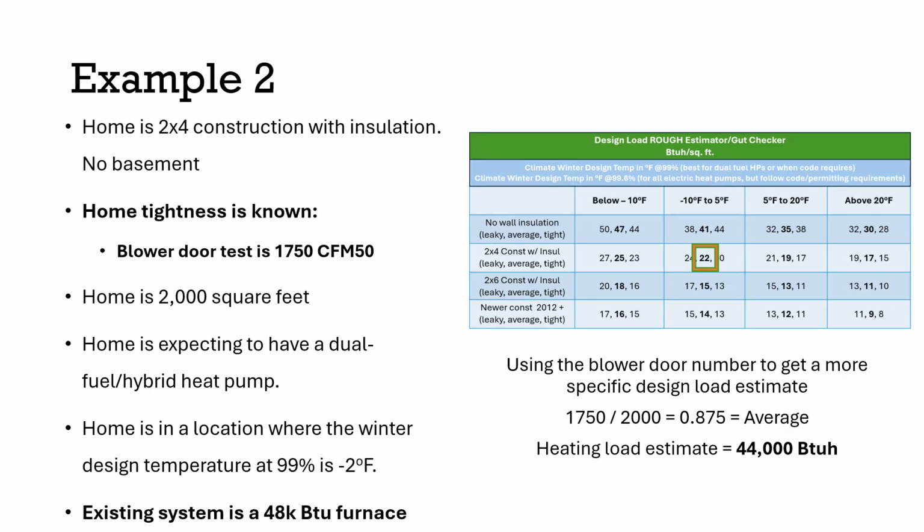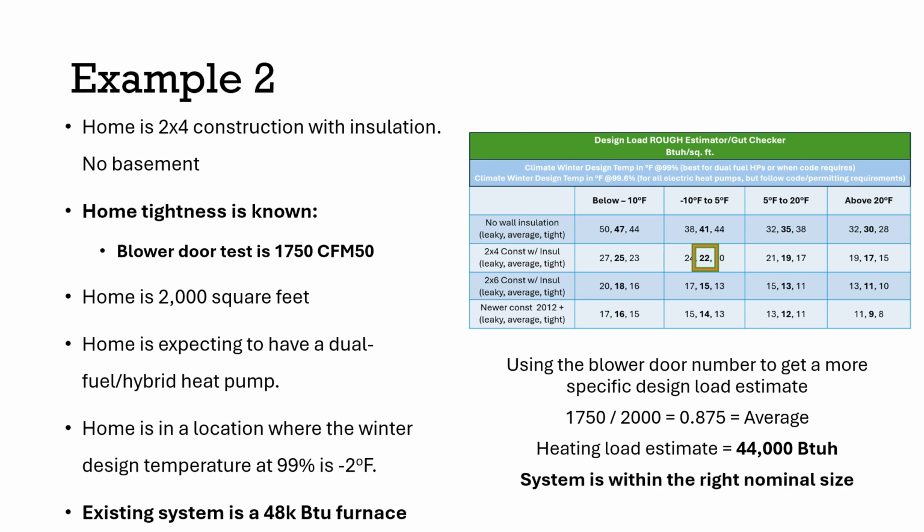I could do the same type of example, but maybe now I actually know the blower door number. Someone gave me 1,750. Again, it's dual fuel, so I'm using the 99% winter design temperature, 29. I know it's 2,000 square feet, so I use that average tightness number here. My existing system in this house is 48,000 BTU. If I do this test, it was an average amount of leakage. So use the average number, multiply 22 times 2,000, 44,000.